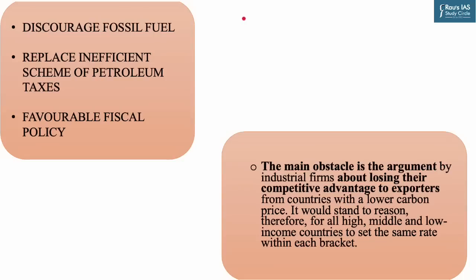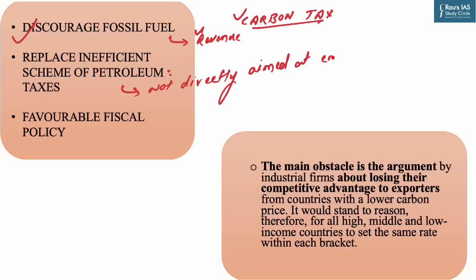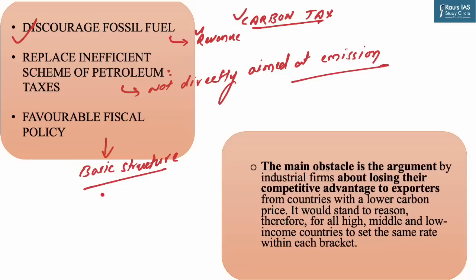Now, according to the author, among the different ways of pricing, India could find a carbon tax appealing. The author has also highlighted some reasons for it. Firstly, the author says that it can directly discourage fossil fuels while raising revenues which can be invested in cleaner sources of energy or used to protect vulnerable consumers. Secondly, the author says that it could replace the more inefficient scheme of petroleum taxes which are not directly aimed at emission. Thirdly, the author says that in most of the countries, including India, fiscal policy has set in place the basic structure needed to implement a carbon tax. For example, it can be woven into road fuel taxes, which are established in most places, and extended to industry and agriculture. India could start with the IMF figure of $25 per ton.